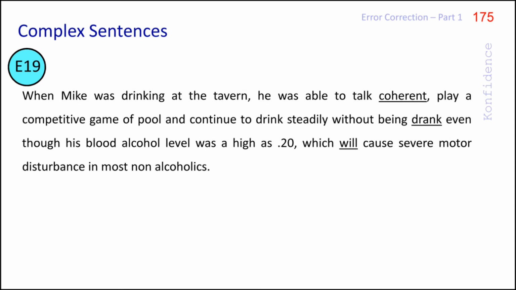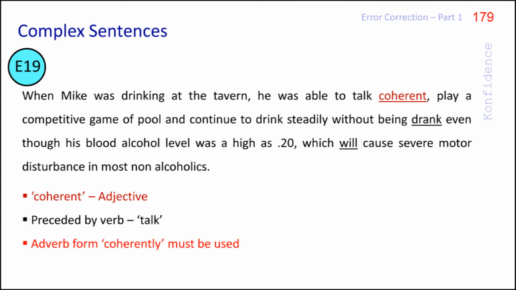The sentence E19 is a long one with 3 underlined words. The word coherent is an adjective, but it is preceded by a verb, talk. So the adverb form coherently must be used to get the right meaning.